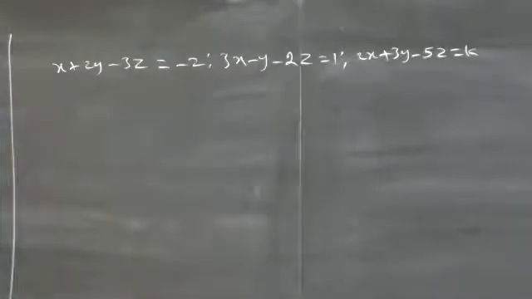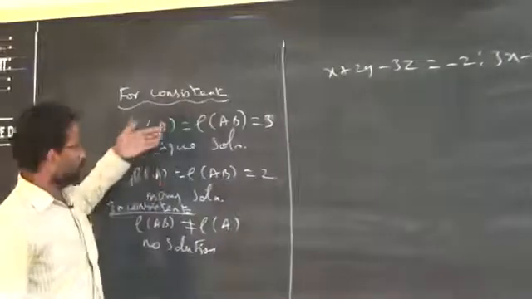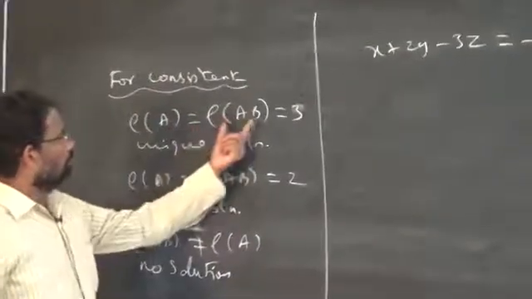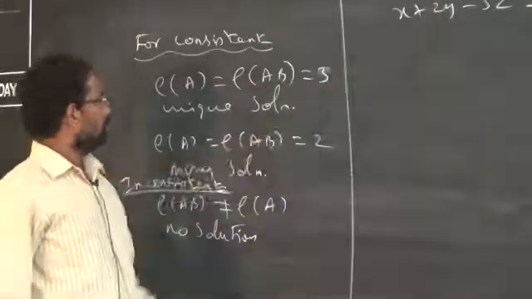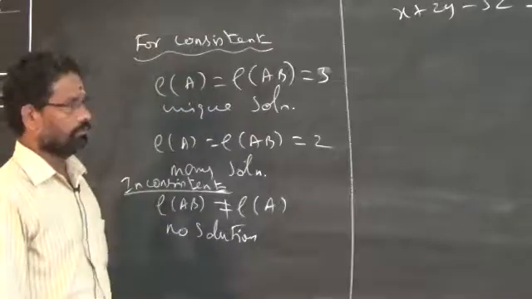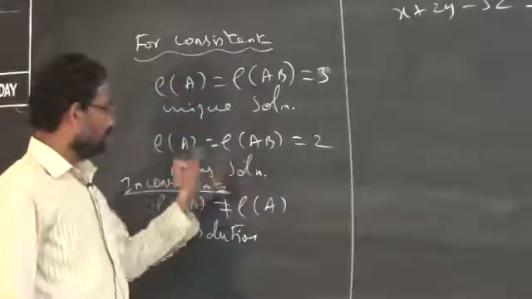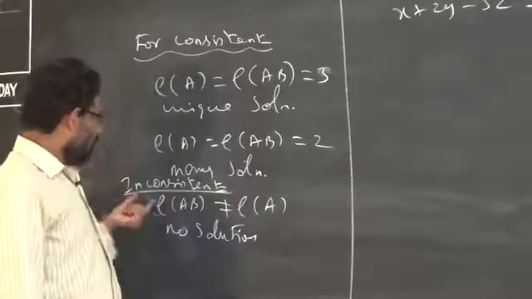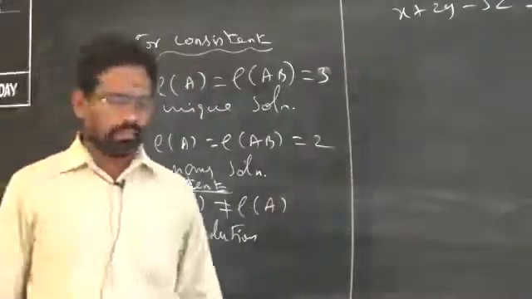So, consistent means you have to remember these two possibilities. When the rank of A and the augmented matrix is equal to 3, then you will get a unique solution. When both ranks are equal to 2, then you have many solutions. When the ranks are different, it's called inconsistent, which indicates that there is no solution.